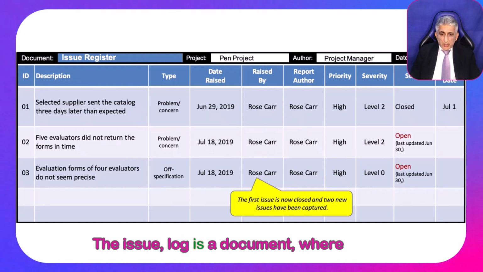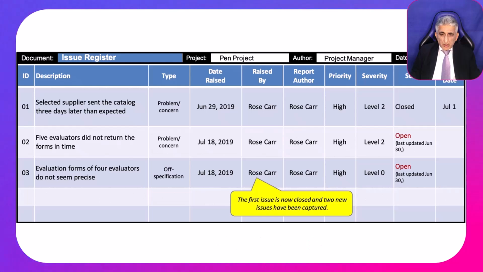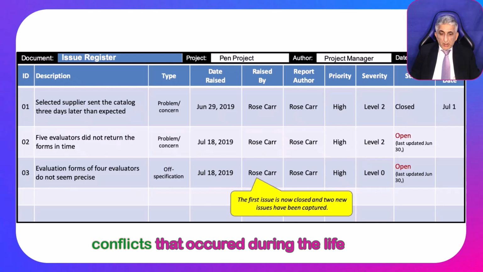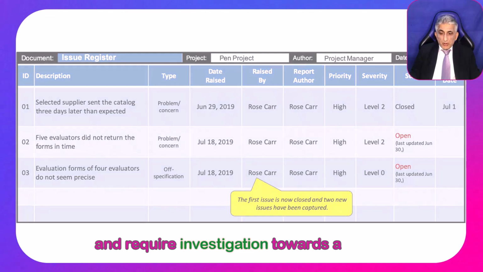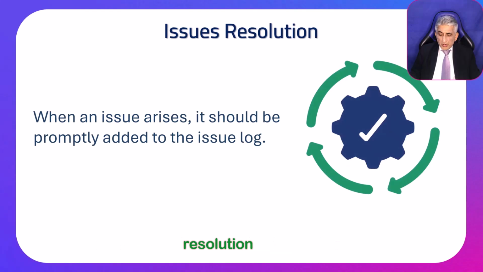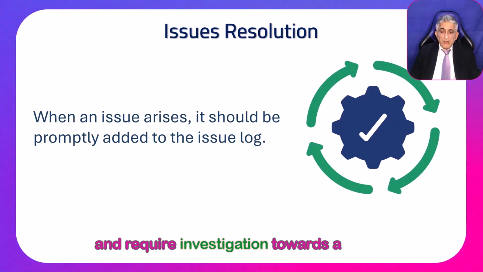The issue log is a document where information about issues is recorded and monitored. It is used to track problems, inconsistencies, conflicts that occur during the life cycle of the project and require investigation to work toward the resolution.